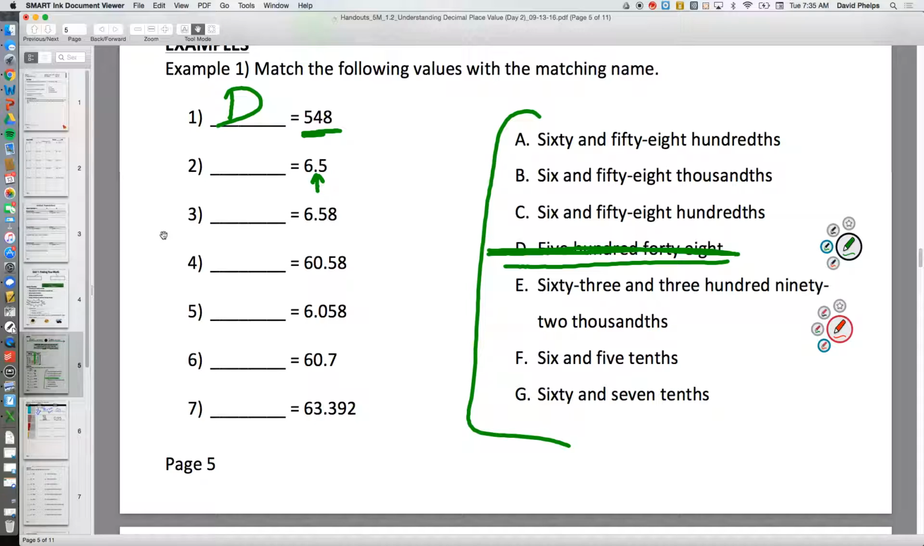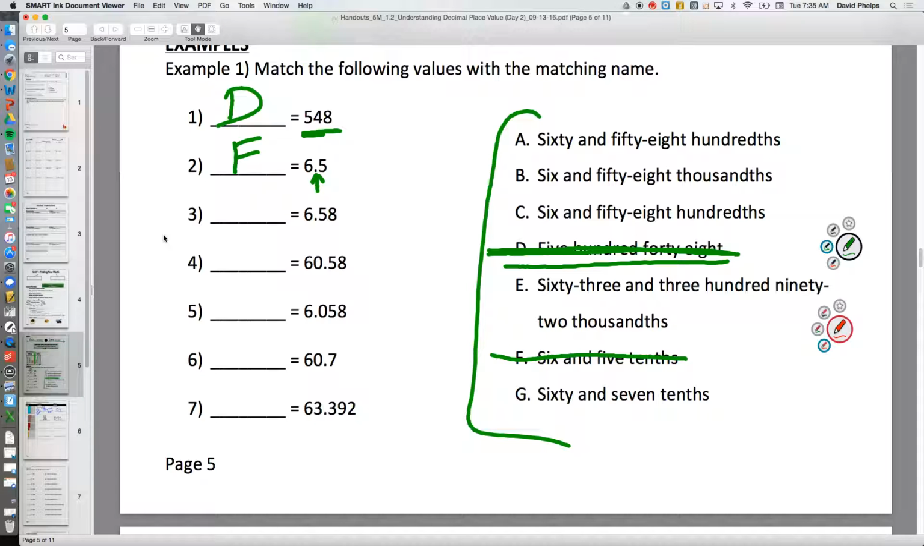See if you can find that somewhere in our letters. 6 and 5 tenths. Oh, I see it. It is letter F. So let's cross off F, 6 and 5 tenths, and put F in number 2. We'll do number 3, and then the rest of them you'll do in partners.